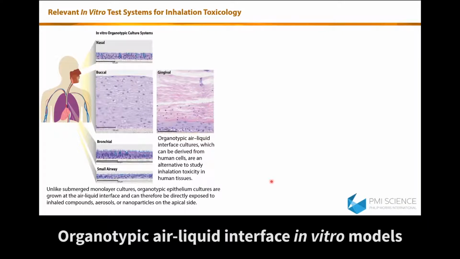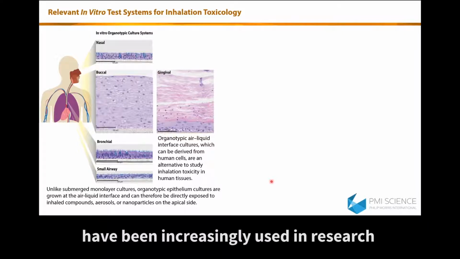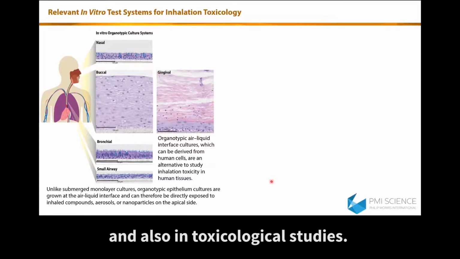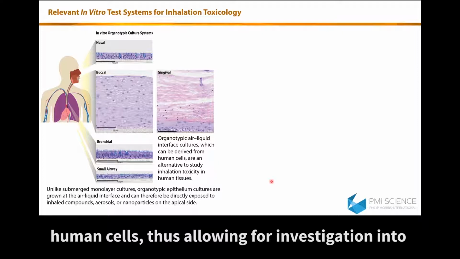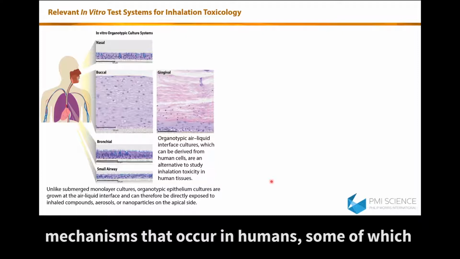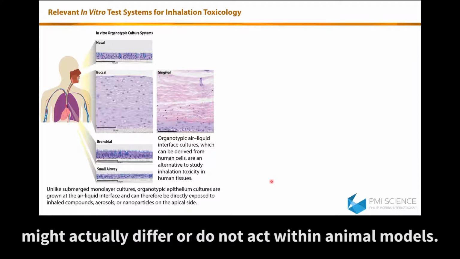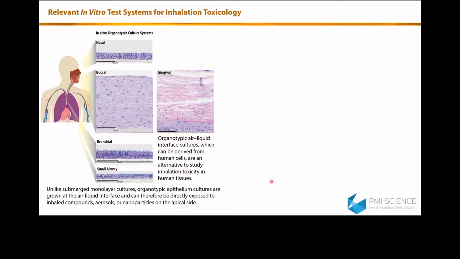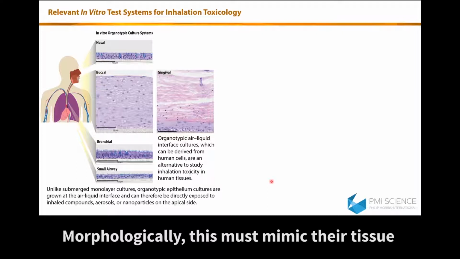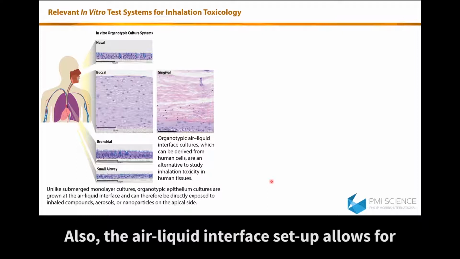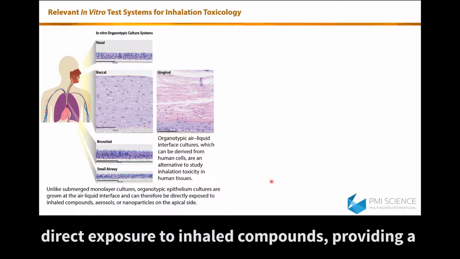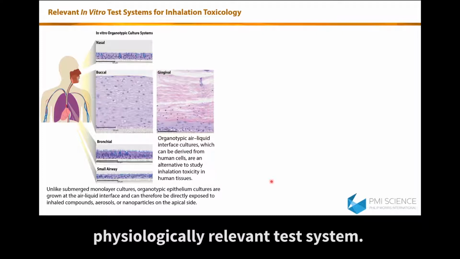Organotypic air-liquid interface in vitro models have been increasingly used in research and also in toxicological studies. They can certainly be developed using primary human cells, thus allowing for investigation into mechanisms that occur in humans, some of which might actually differ or not exist in animal models. Morphologically, these models mimic their tissue counterparts better than classic submerged in vitro models. Also, the air-liquid interface setup allows for direct exposure to inhaled compounds, providing a physiologically relevant test system.